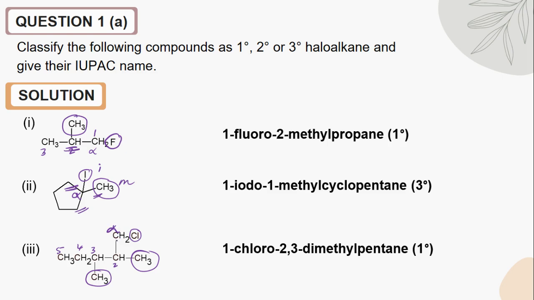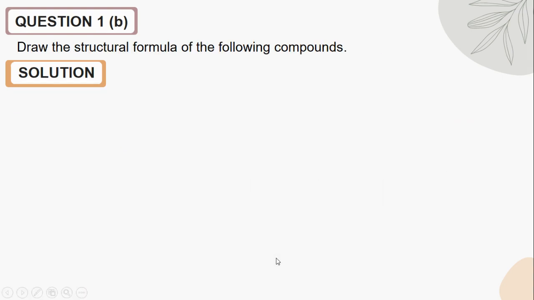As to the class of this haloalkane, the carbon holding the chloro is labeled as alpha. So this alpha carbon has only one neighboring carbon atom. So that's why this is primary haloalkane. As for the marks, each name and correct classification gives you 1 mark each. So this is 2 marks, another 2, and another 2 marks. So total question 1A is 6 marks.